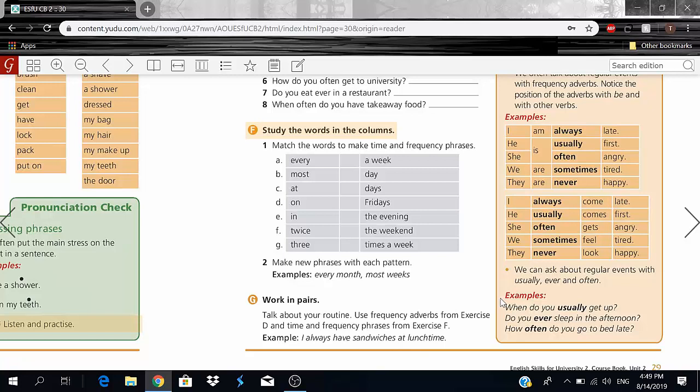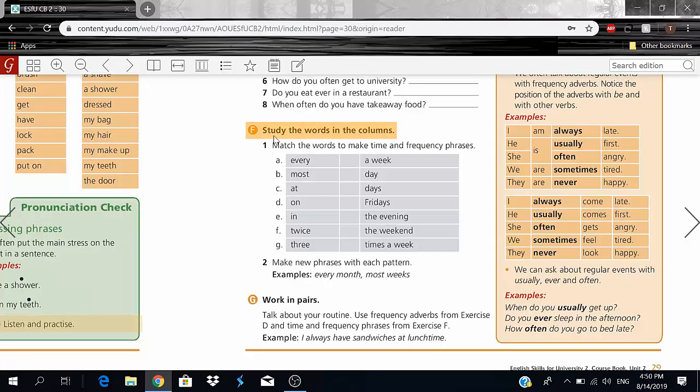Do you ever sleep in the afternoon? And by saying ever, I mean, do you do it or not? Do you ever sleep in the afternoon? And one more, I can say, how often do you go to bed late? So how many times do you do it? Because I know you go to bed late, but how often do you go to bed late? Obviously this will depend greatly on the conversation. How often do you wake up early, for example? So you don't always wake up early, but how often do you do it? Pretty simple stuff.